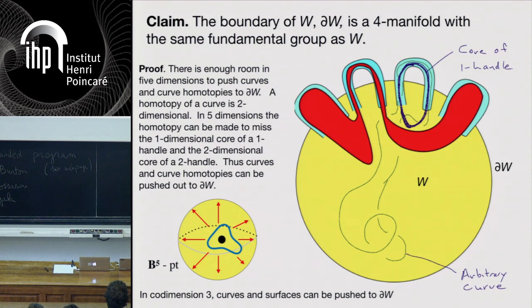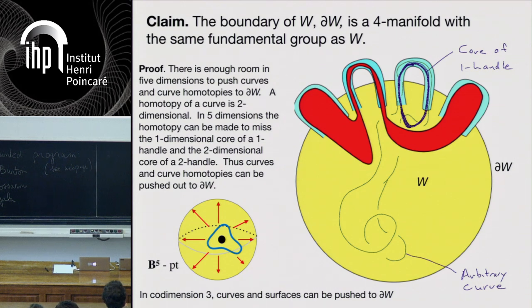Why is that? Well, if I take a curve, like that blue curve, I can push it out to the boundary, right? Because that blue curve is one-dimensional and the point is zero-dimensional and we have 3 dimensions to move around with, the blue curve can be pushed off the black point at the center. And once it's off, you can just radially push out to the boundary.